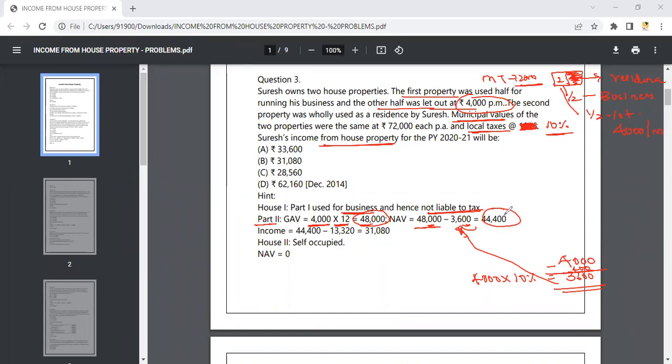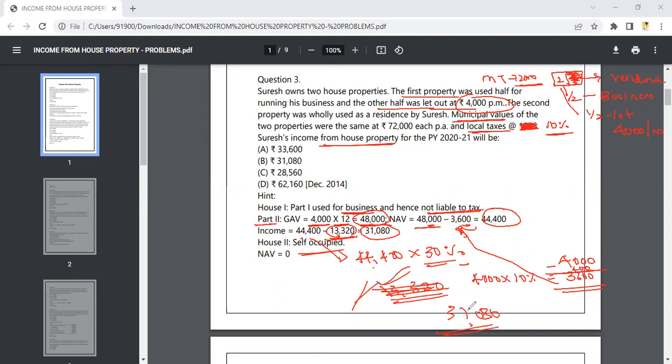To find the income, what do we have to do? 44,400 minus 13,320. Ma'am, how did we get 13,320? On 44,400, I said the standard deduction in house property is 30%. If you do 30%, you will get 13,320. If I minus these two, I'll get 31,080 rupees. House 2 is self-occupied, so there is no need of calculating it. So now the income from house property will be 31,080. That is correct.